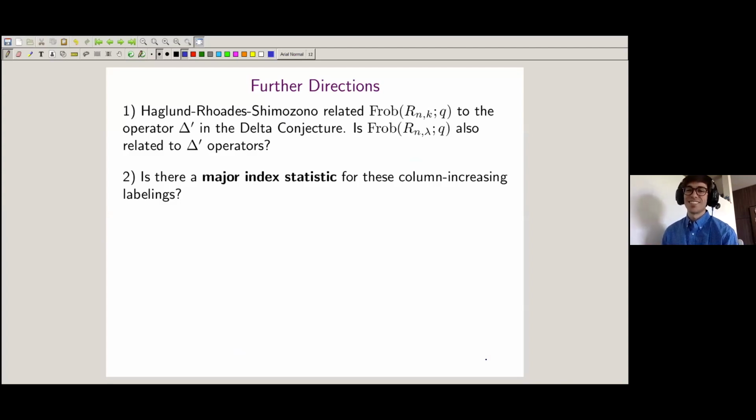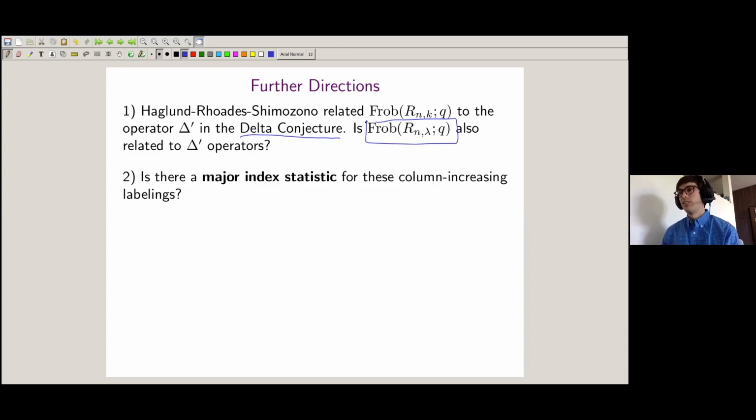Further directions. I mentioned earlier that the motivation behind the RNK rings was the Delta Conjecture. The Delta Conjecture is a conjecture about symmetric functions and this Macdonald eigenoperator delta prime. So it would be interesting to know if my graded Frobenius characteristics also have a nice expression in terms of these operators.